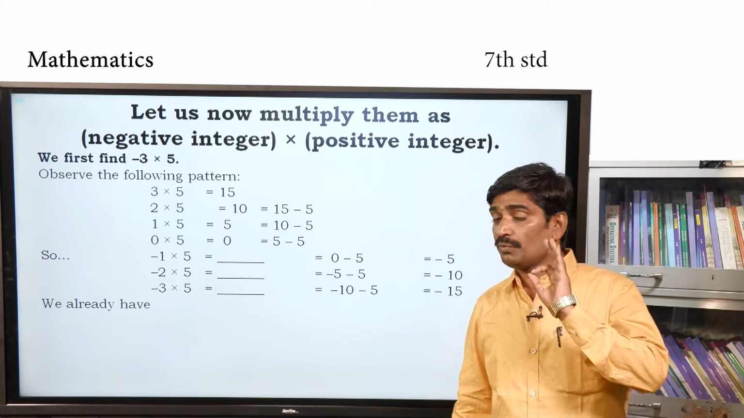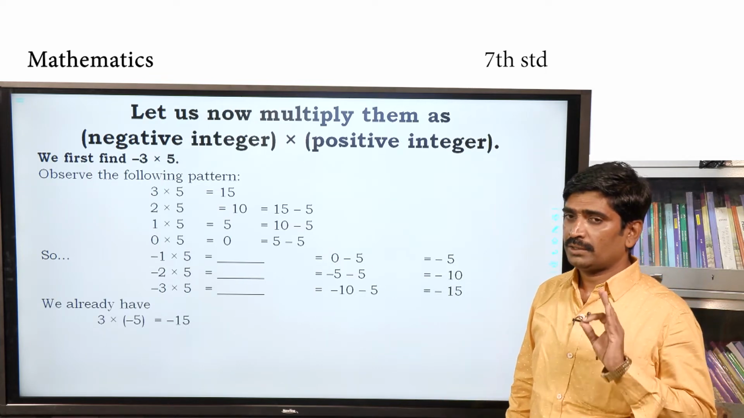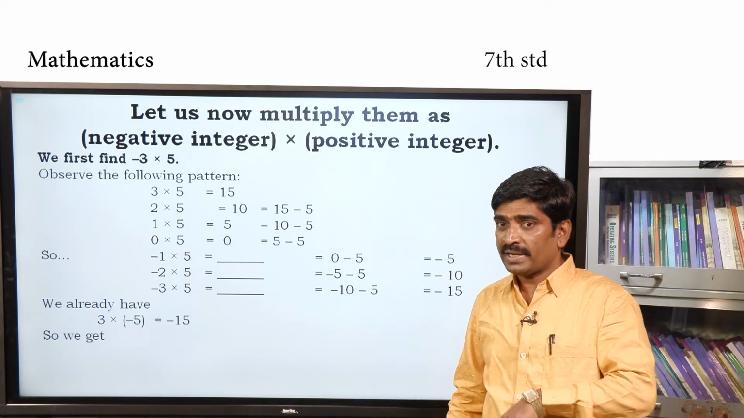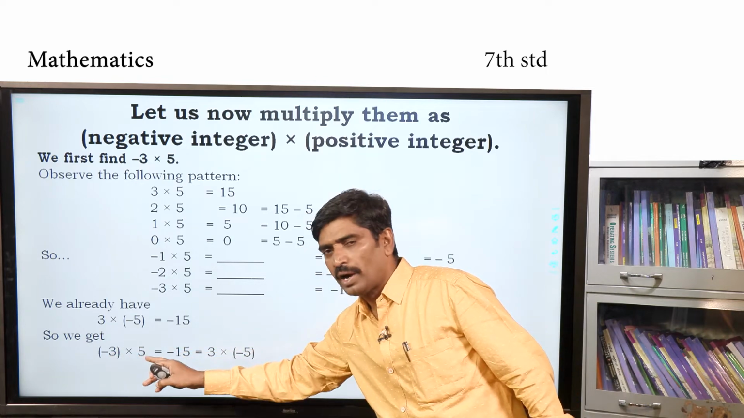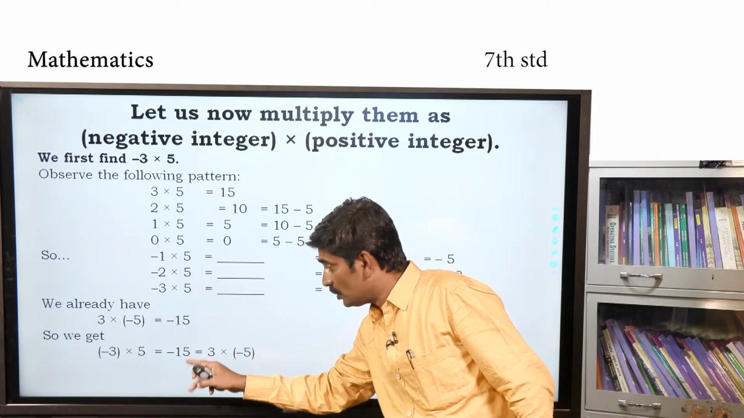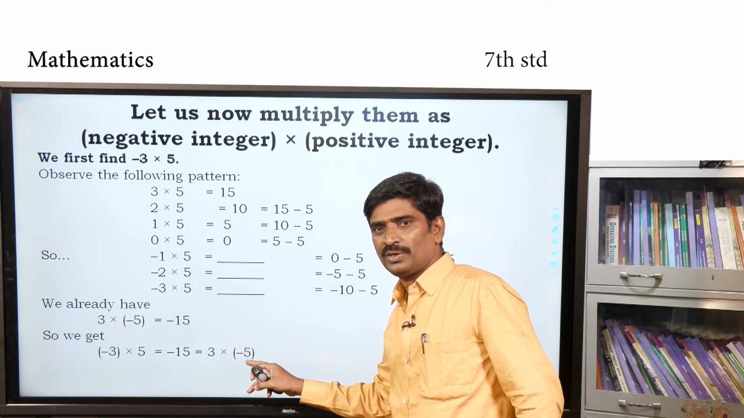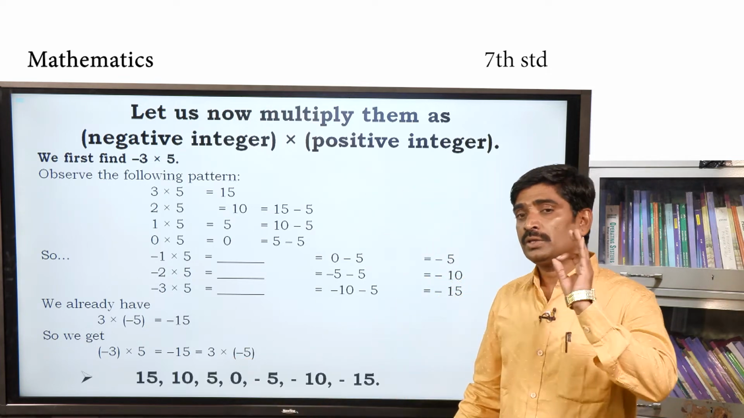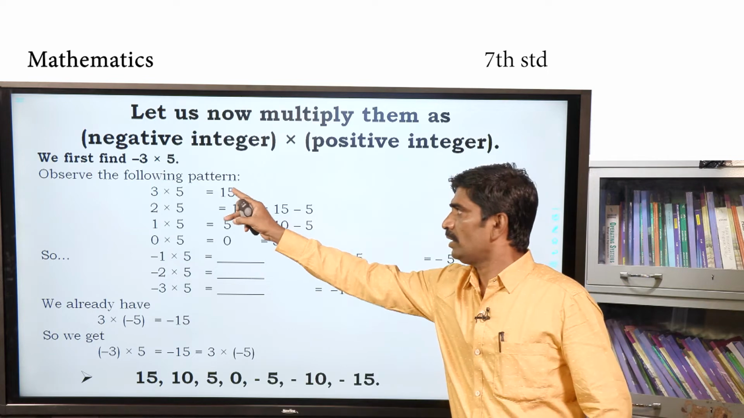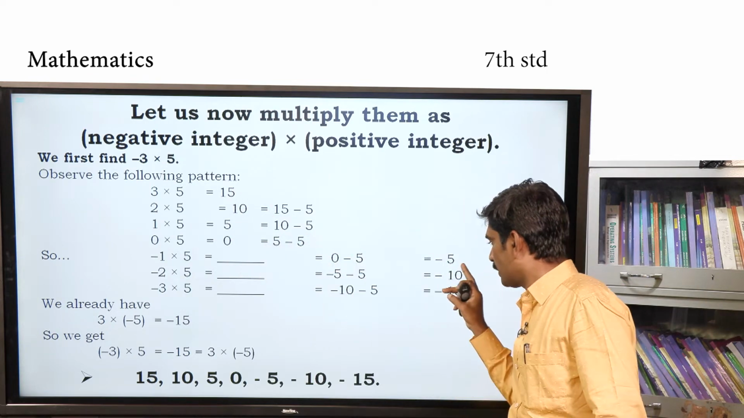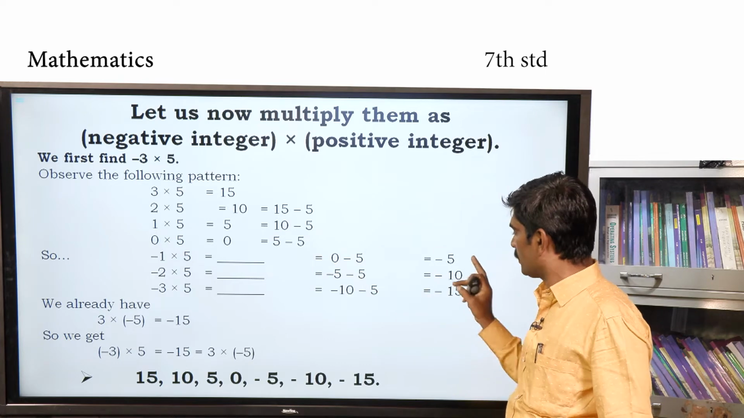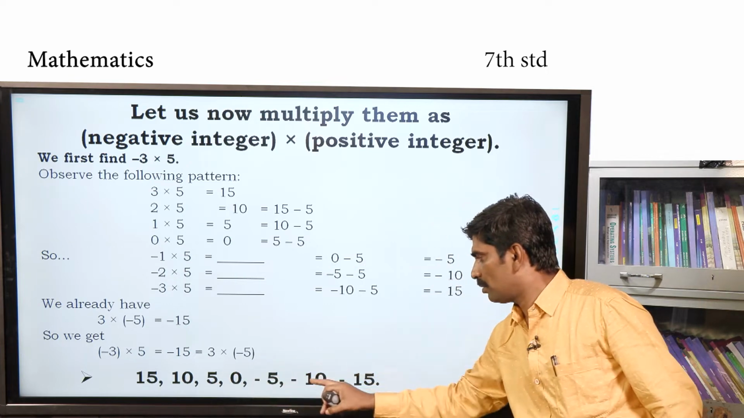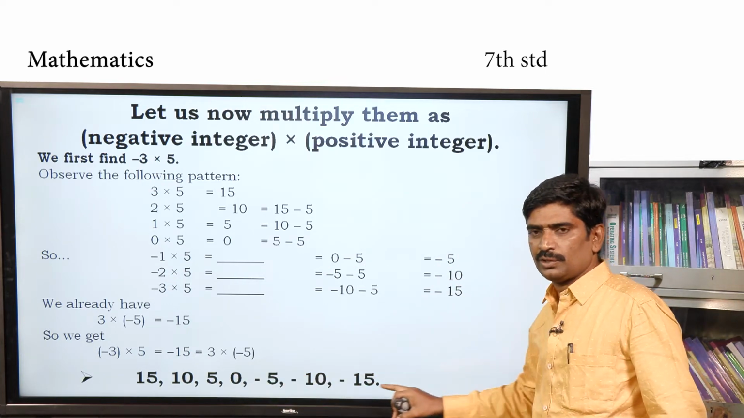Next, we already have 3 into minus 5 is equal to minus 15 from before. Now we get minus 3 into 5 is equal to minus 15, which is equal to 3 into minus 5. That is the commutative property, very good. Next, what is the pattern here? 15, 10, 5, 0, minus 5, minus 10, minus 15, and so on. You know this pattern.